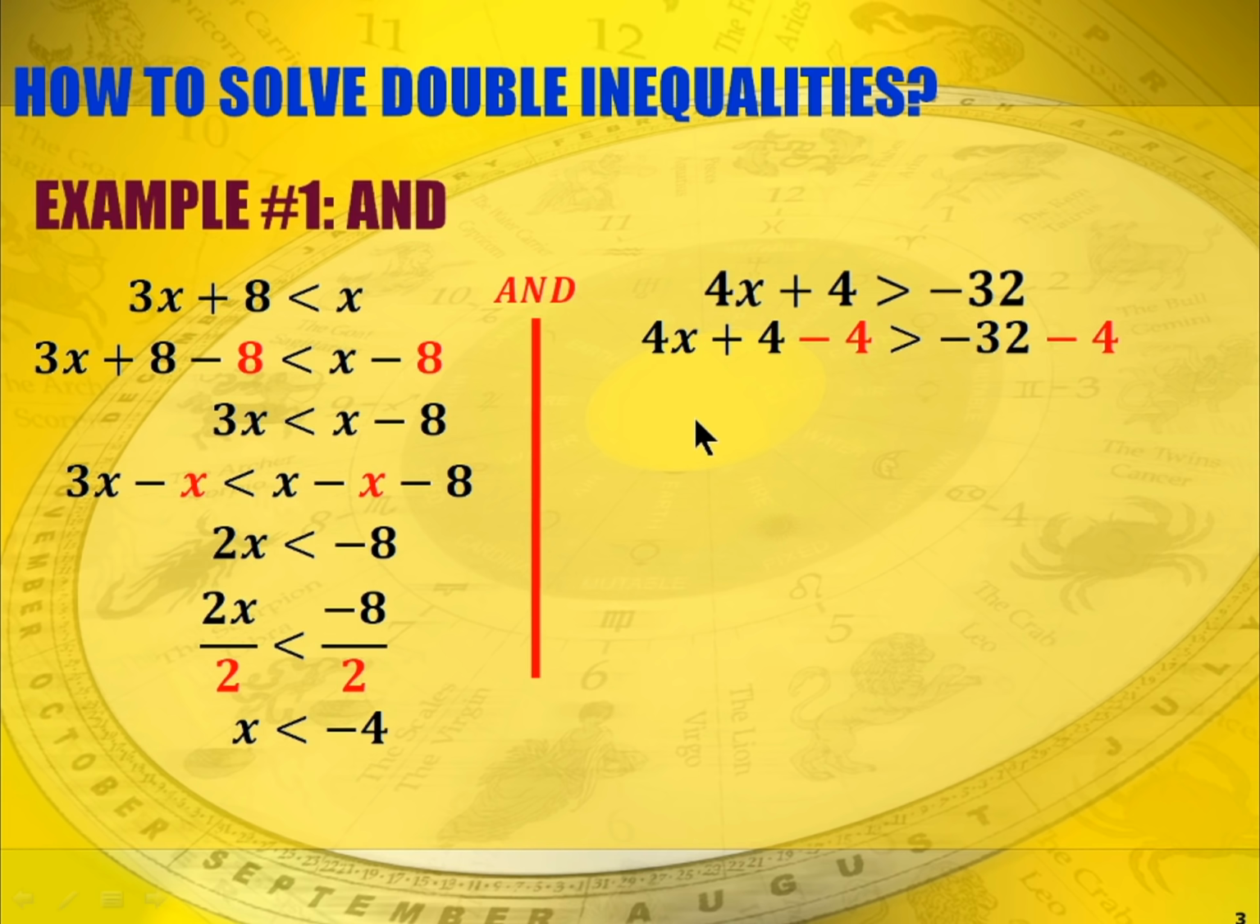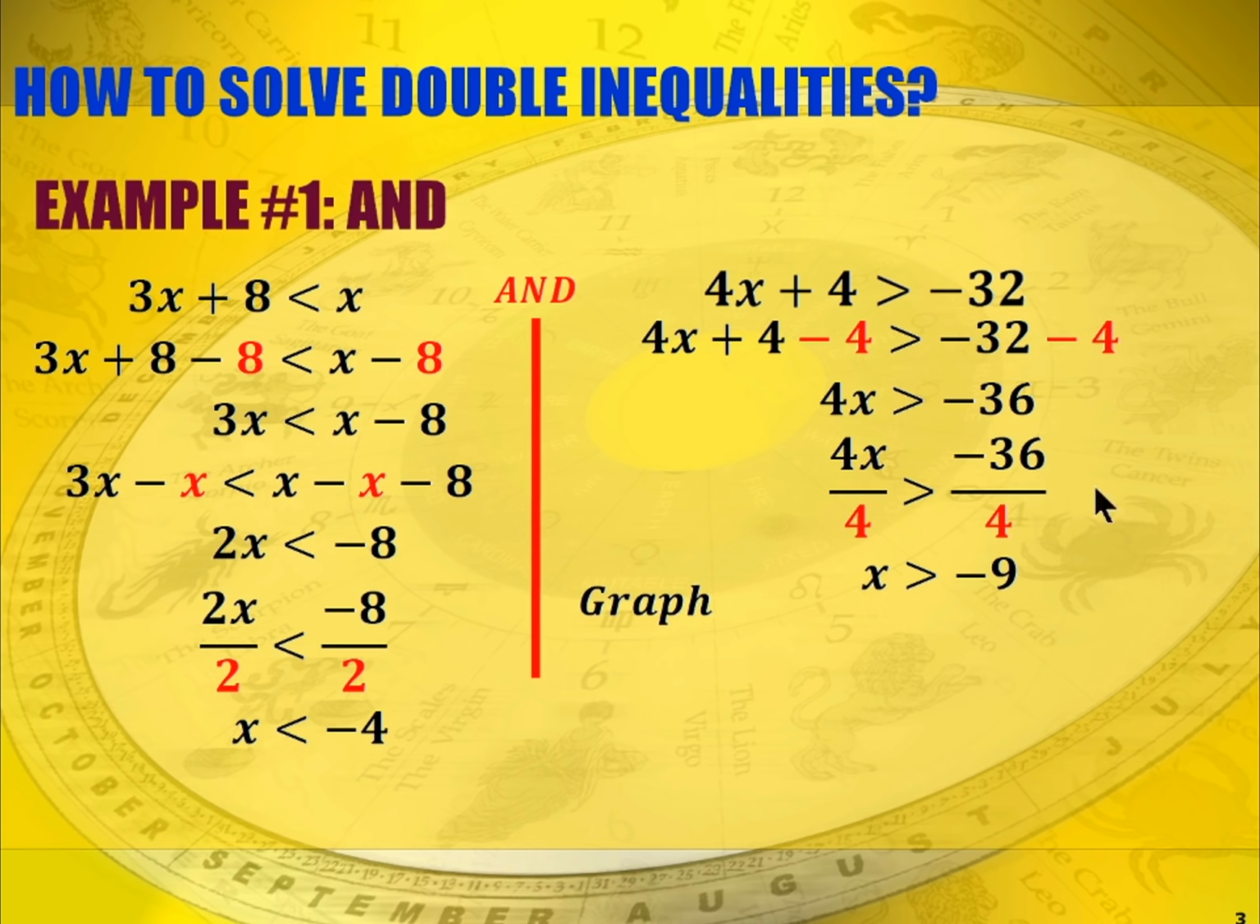Okay, so we're going to simplify or combine like terms. We have 4x is greater than 32 minus 4. Negative 32 plus negative 4, that's negative 36. Okay, we will eliminate 4 by dividing both sides by 4, or you can multiply both sides by 1/4. So in our case, we're dividing by 4. So cancel. So we have now x is negative 36 divided by 4, that's negative 9.